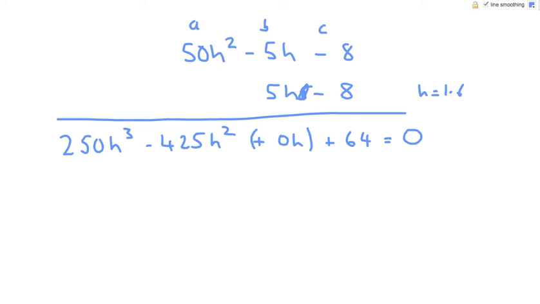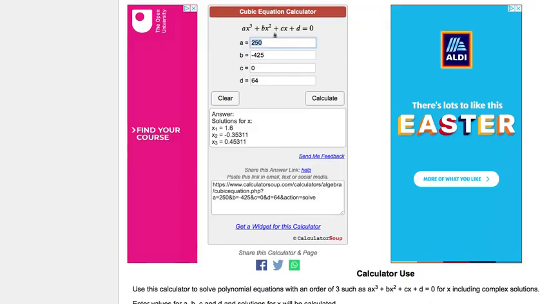Just Google "cubic equation solve." Here we go, a cubic equation calculator: a, b, c, d. So I put those values in: 250, minus 425, 0 because there's no x term, and 64 is the constant, or the y-intercept. Calculate, and it gives us those values: 1.6, 0.45, which is the other answer you're looking for, and minus 0.35. So at least you can check your answers with that and make sure you're happy with them if you haven't got the answers.